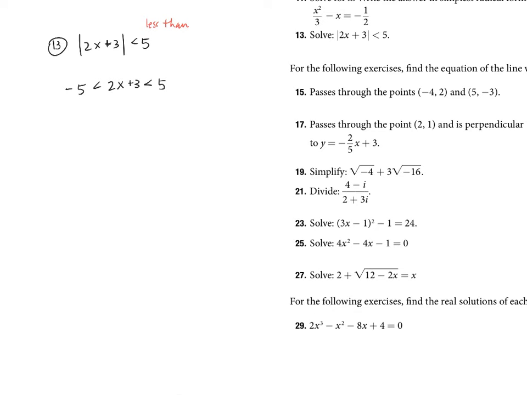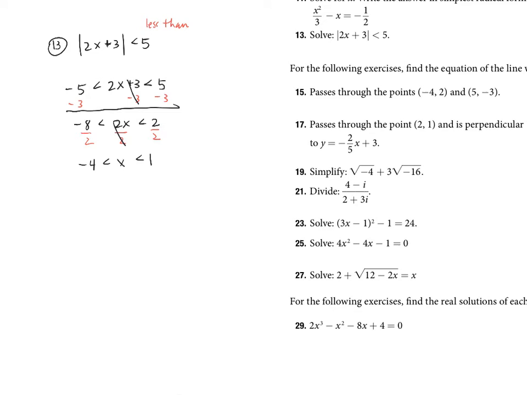So we've got to get the x by itself. So subtract 3 from all 3 pieces. So we have negative 8 is less than 2x is less than 2. Now you want to divide everything by 2. So you'll have negative 4 is less than x is less than 1. So x is trapped between negative 4 and 1.